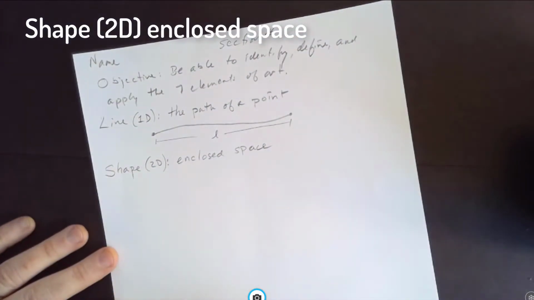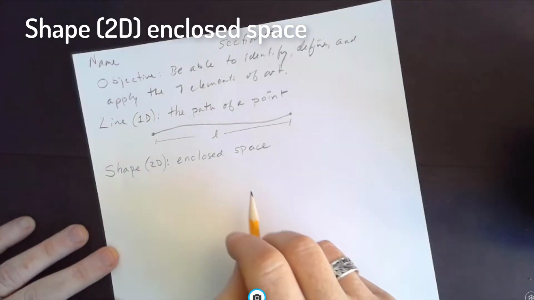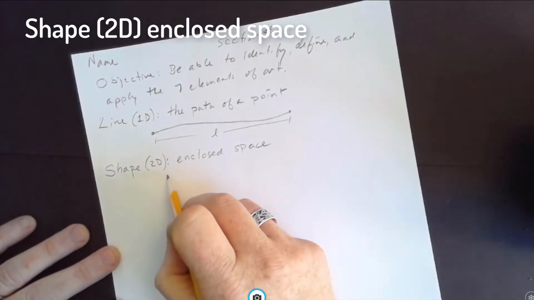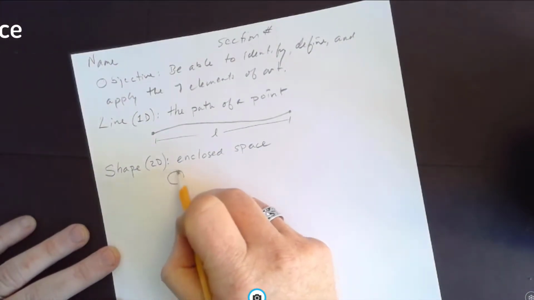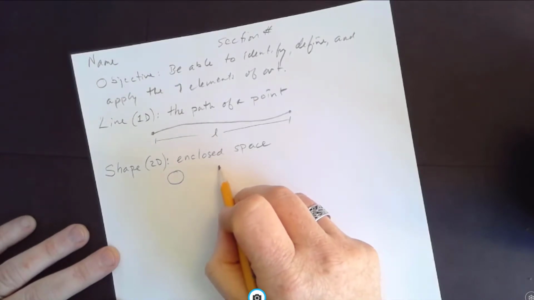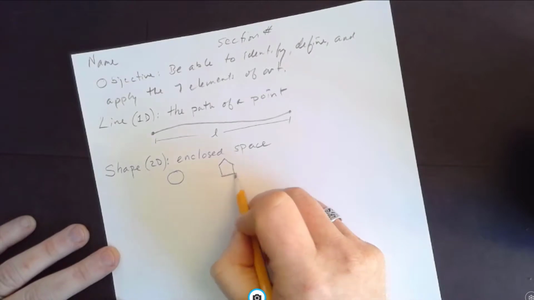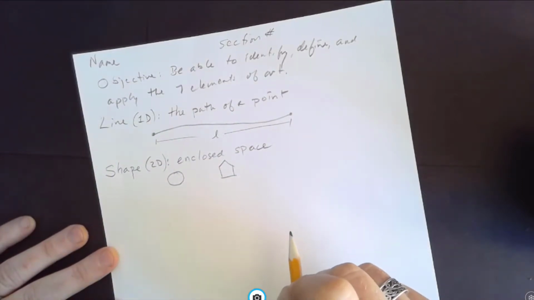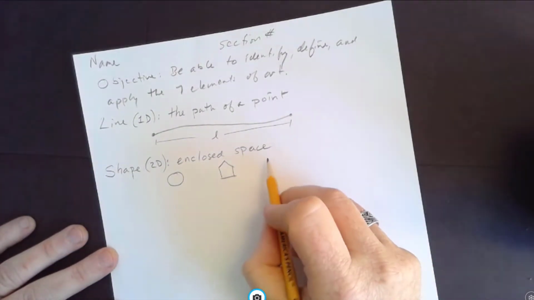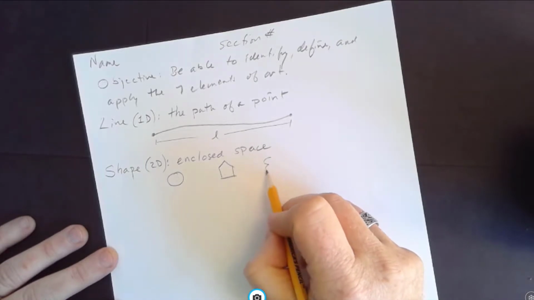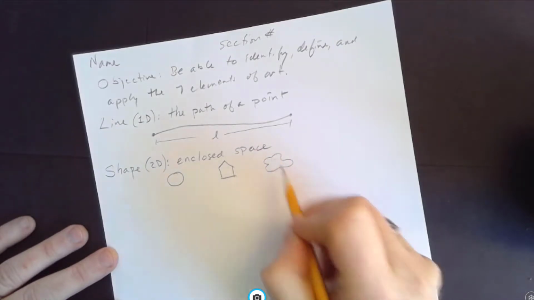And so what I would like you to do for your illustration of this is to draw a circle and a pentagon. Circle and a pentagon, and you could even draw just a kind of an organic leaf shape, if you will.